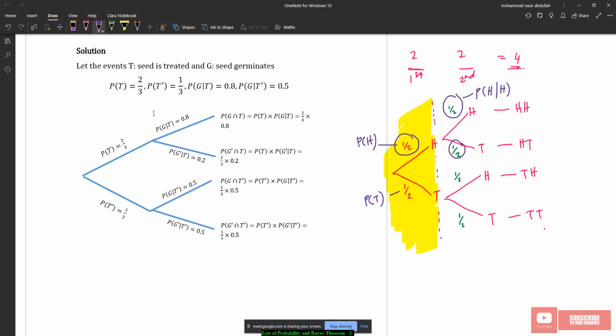And this one will represent the probability of getting tail given that the first toss is head. This one represents the probability of getting head here given that the first toss is tail. And this one will represent the probability of getting tail given that the first toss is tail. Can you understand the notation? This is a probability tree diagram. Okay?